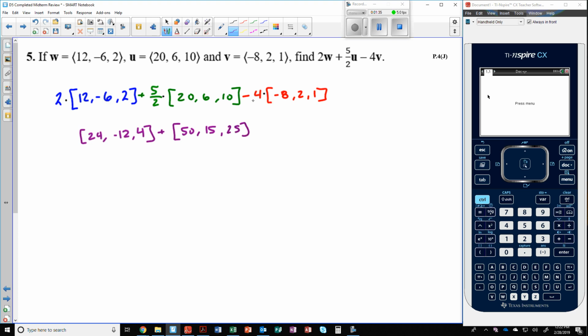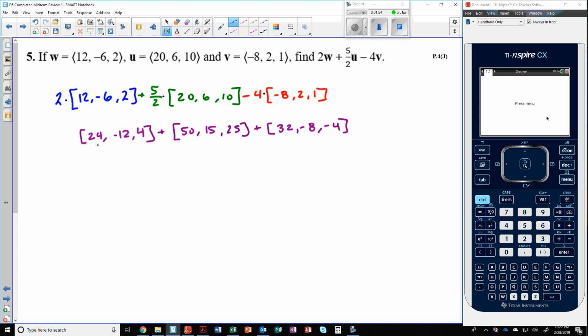And then finally, the last vector. I'm going to multiply by negative 4. When I take the negative out, it's going to leave me with the positive. So negative 4 times negative 8 is positive 32. Negative 4 times positive 2 is negative 8. And finally, negative 4 times 1 is negative 4. And so now I just combine my components together.